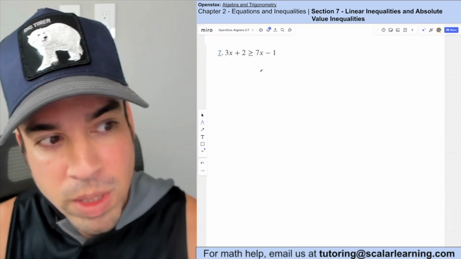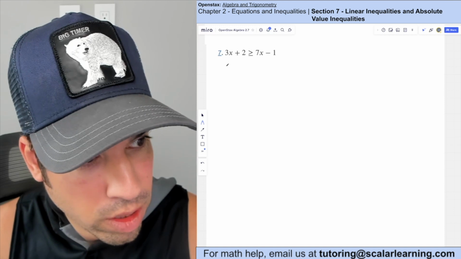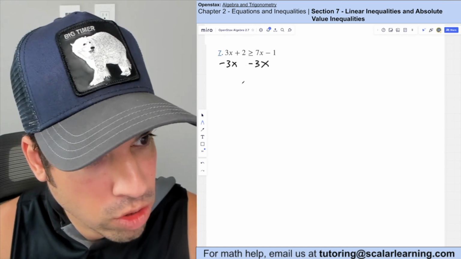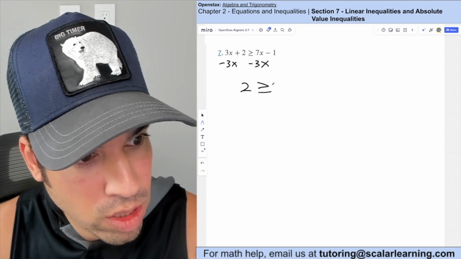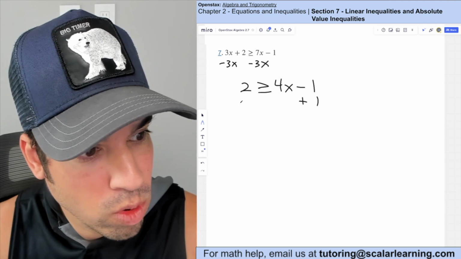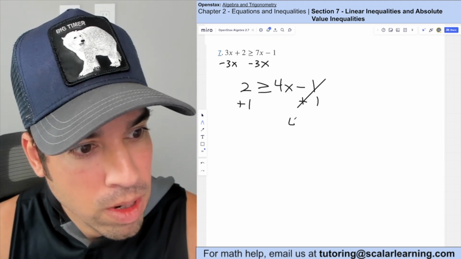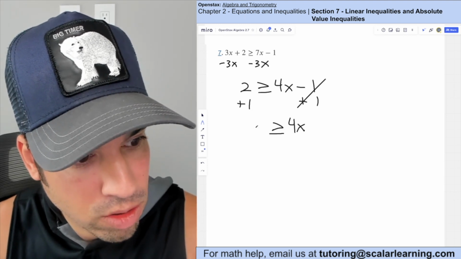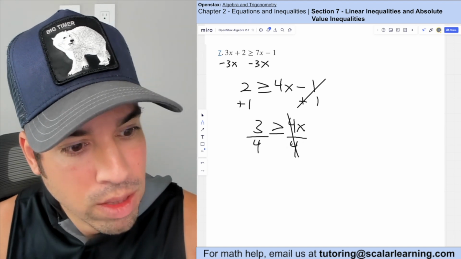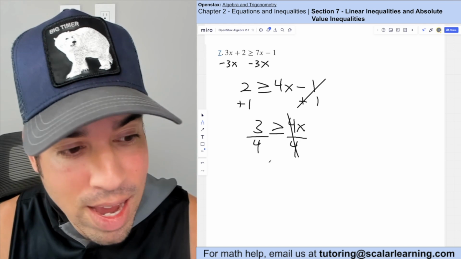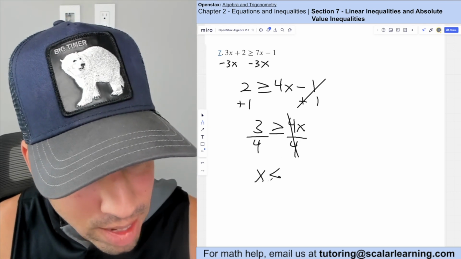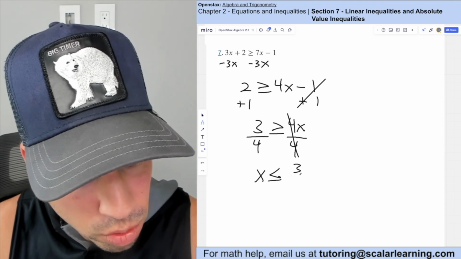Done. So here we're going to solve this inequality and then write the answer in interval notation. I'm going to start by getting the x's together by subtracting 3x from both sides. We get 2 is greater than or equal to 7x minus 3x is 4x minus 1. Let's add 1 to both sides. Boom. And then 4x is less than or equal to 3. Last step, we're going to divide by 4. And when I write the final answer, I actually like to write x on the left and just keep that inequality consistent. So it's x is less than or equal to 3/4.